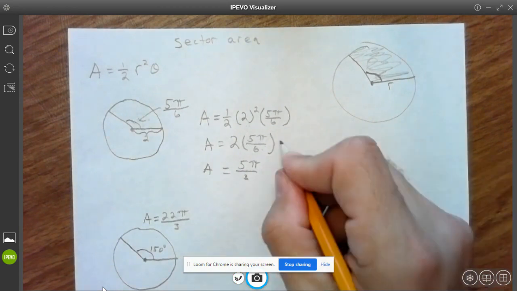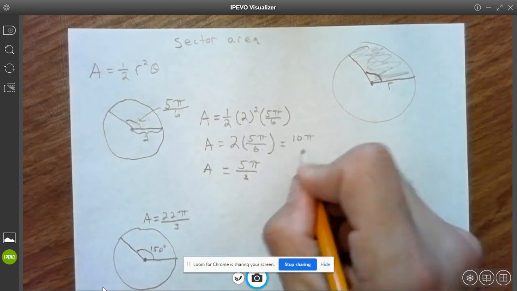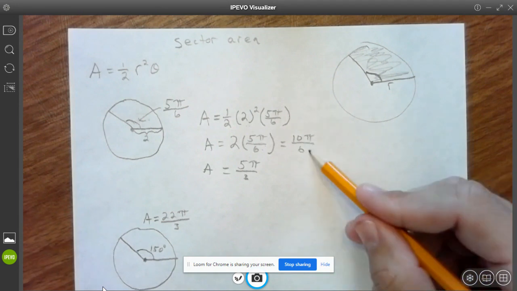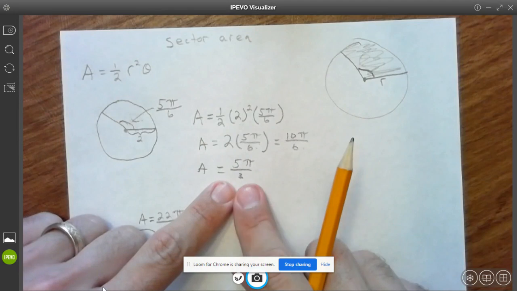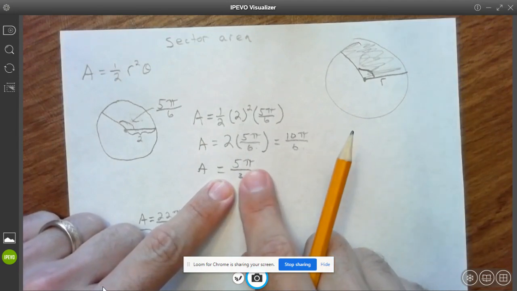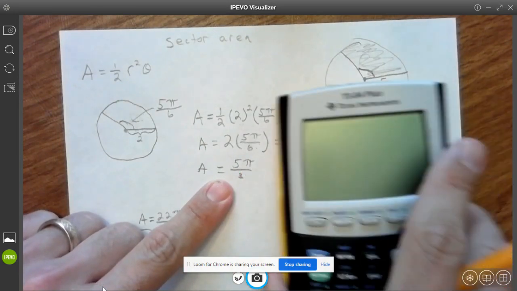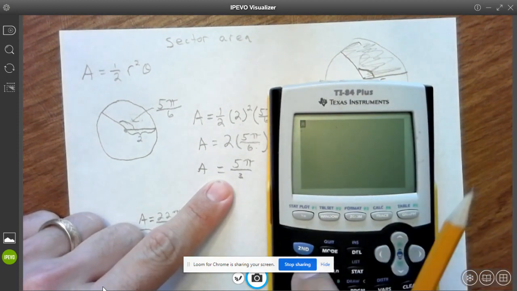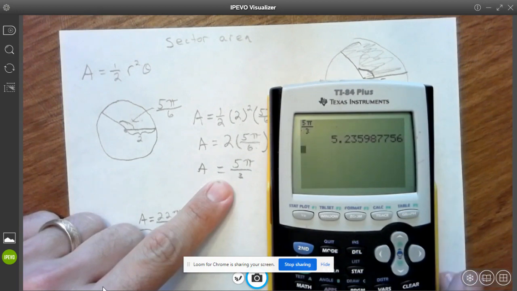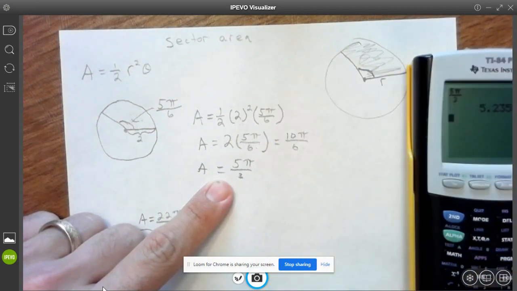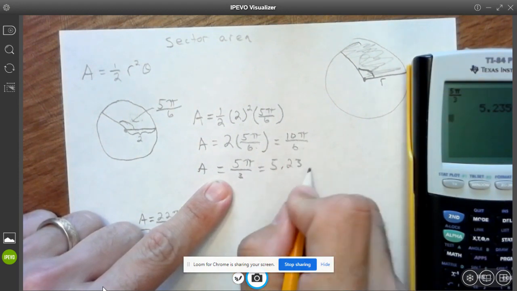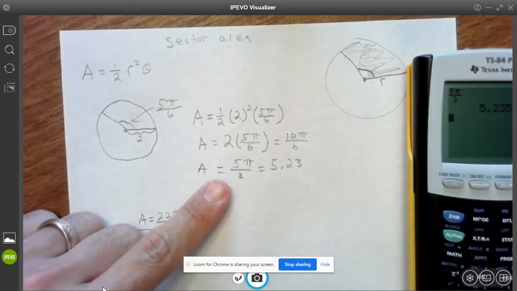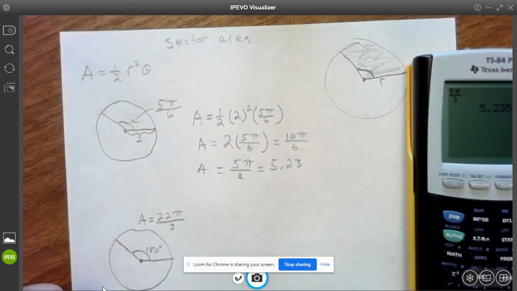Like I said, you could call that 10 pi over 6, and that's just going to simplify down to 5 pi over 3. Now, if you want to know what that was in actual square units, you have to use 3.14 for pi here. So 5 pi over 3, and the area would be approximately 5.23 square units. I don't know if I'm dealing in inches or feet here, but square units.